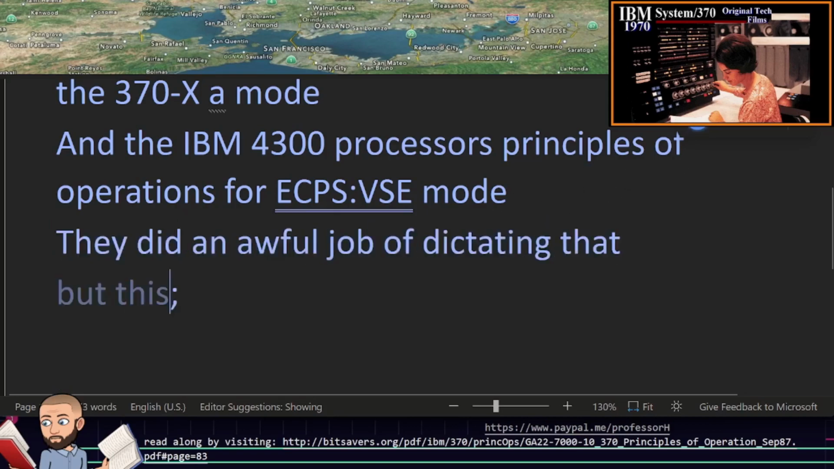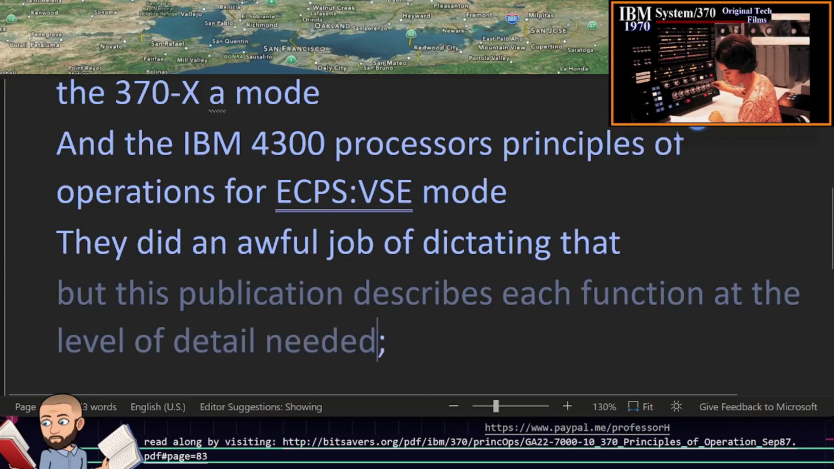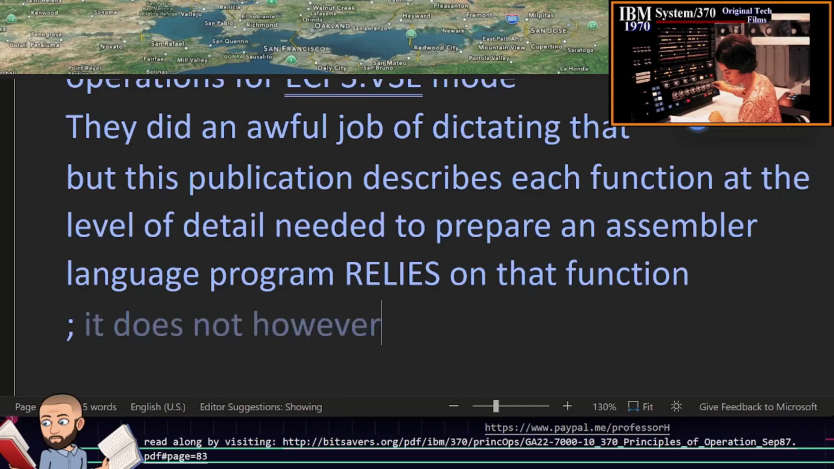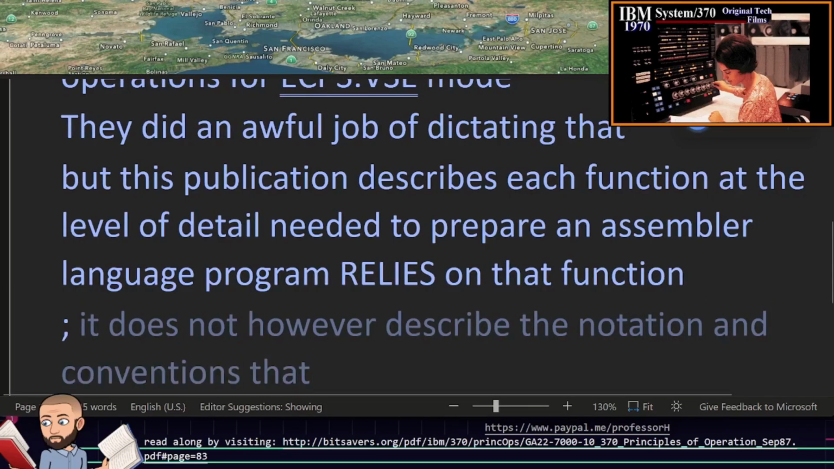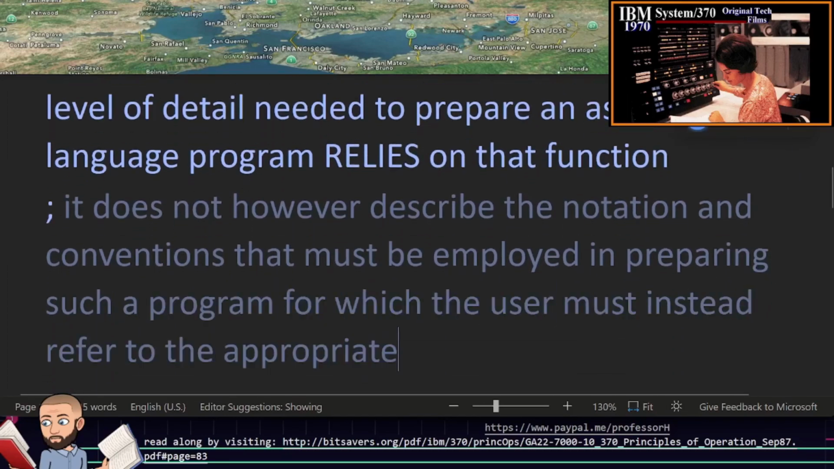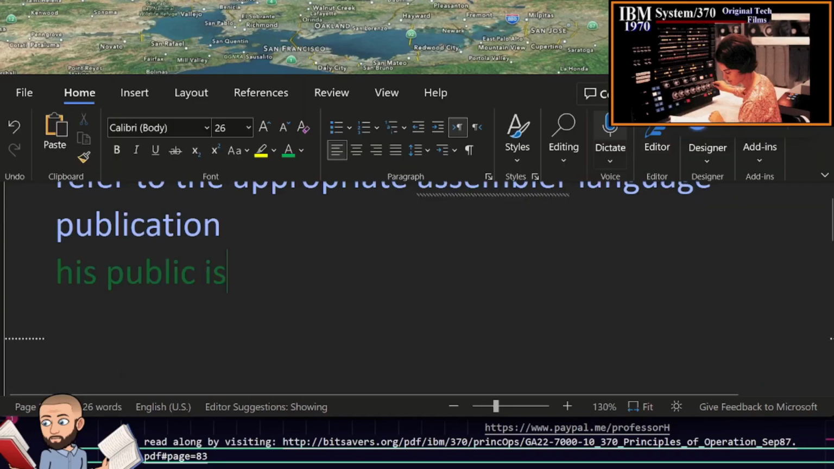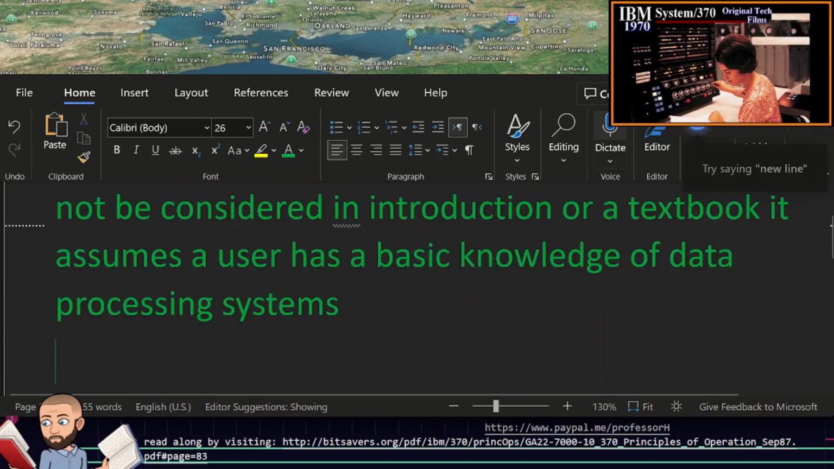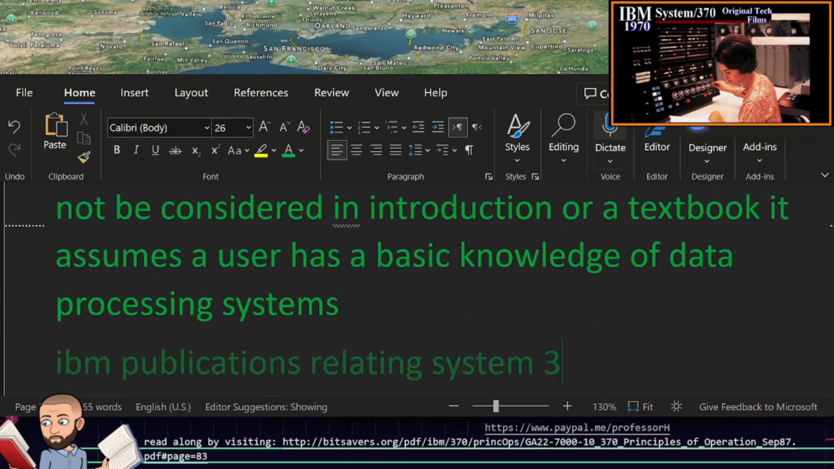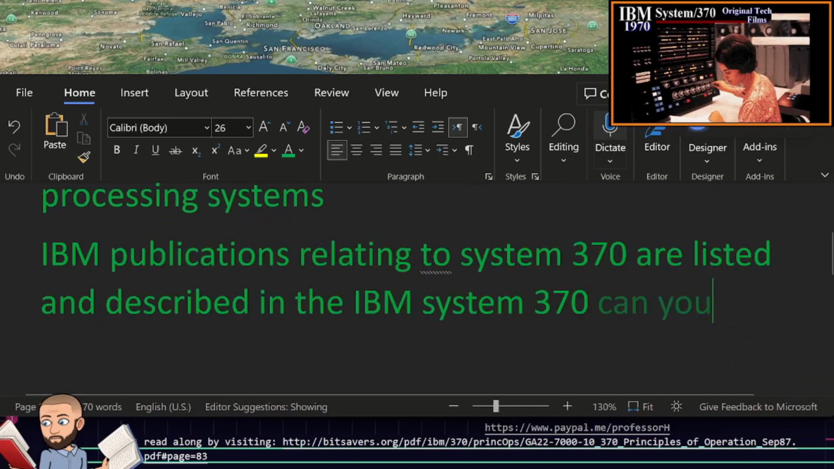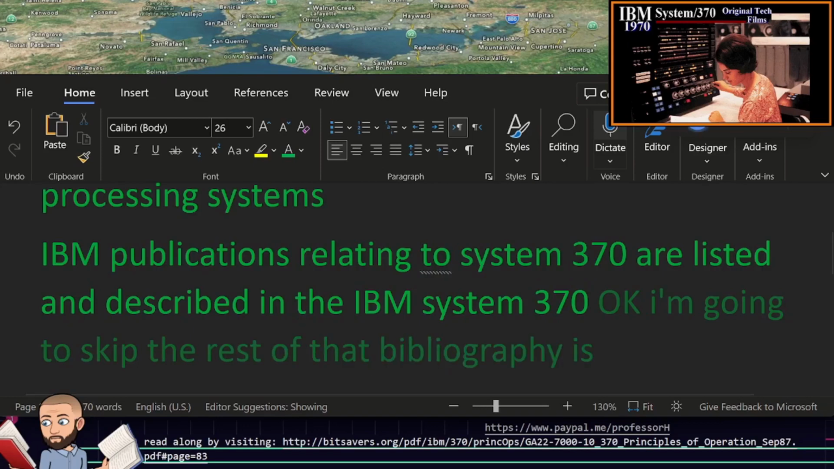But this publication describes each function at the level of detail needed to prepare an assembler language program that relies on that function. It does not, however, describe the notation and conventions that must be employed in preparing such a program, for which the user must instead refer to the appropriate assembler language publication. This publication is written as a reference and should not be considered an introduction or a textbook. It assumes the user has a basic knowledge of data processing systems. IBM publications relating to System 370 are listed and described in the IBM System 370. Okay, I'm going to skip the rest of that. Bibliography is where they're pointing us to.